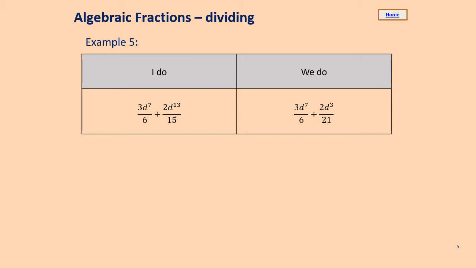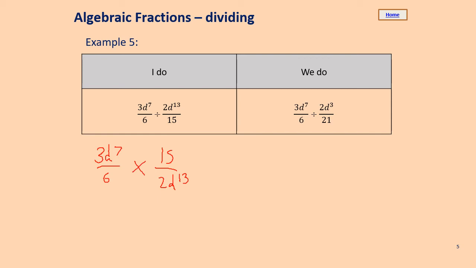Okay, so we've got another example here, 3d to the power 7 over 6 divided by 2d to the power 13 over 15. So again, keep, flip, change. Keep the first fraction the same. Flip the second fraction. And change the sign from divide to multiply.